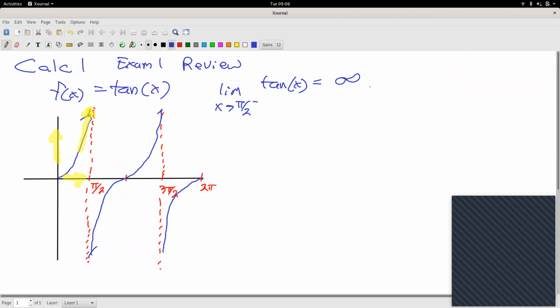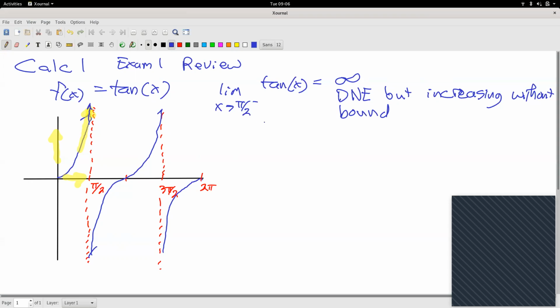And remember, infinity is a fancy way of saying it doesn't exist with little extra information. So infinity really means the limit does not exist, but we can see that it is increasing forever. And often we say increasing without a boundary, increasing without bound. Nothing's stopping it. So the closer x gets to pi over 2 on the left side, the y values just keep getting larger and larger and larger up that way.